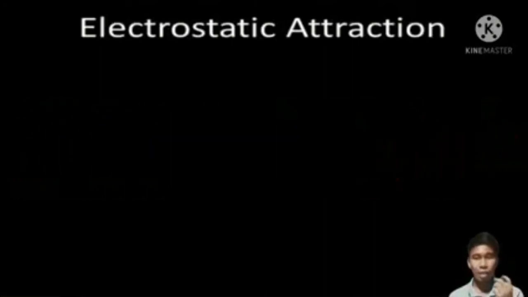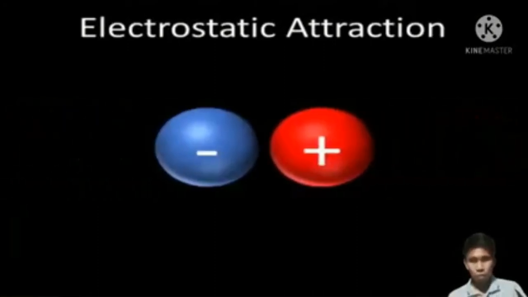Okay. So this is an example of electrostatic attraction. When two objects in each other's vicinity have different electrical charges, an electrostatic field exists between them. An object is negatively charged if it has an excess of electrons, and positively charged if it is deficient in electrons. This is an example of electrostatic attraction. The positive and the negative ions bind together.